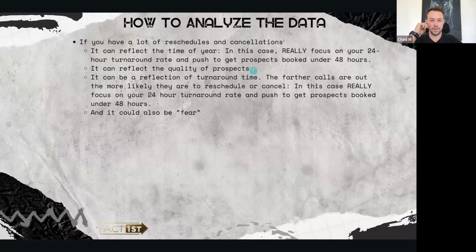Which once again, we've talked about, always provide that feedback to the company. It could be a reflection of turnaround time. The farther calls are out, the more likely they're going to reschedule. And that's slightly different than time of year. It could just be that you notice the booking team is booking you far out. And if that's the case, it's as simple as having a conversation of saying, hey, make sure you book my as soon as possible availability.